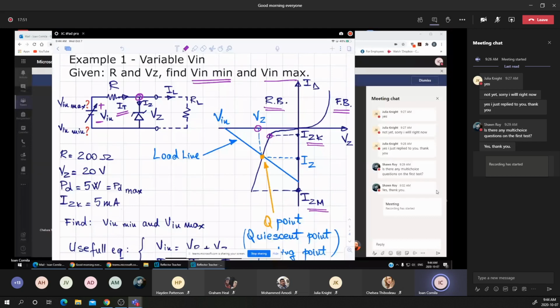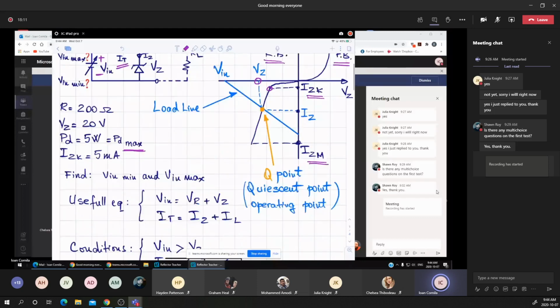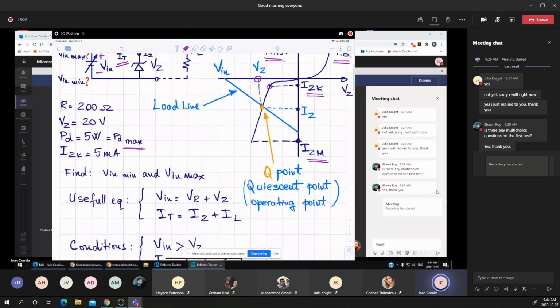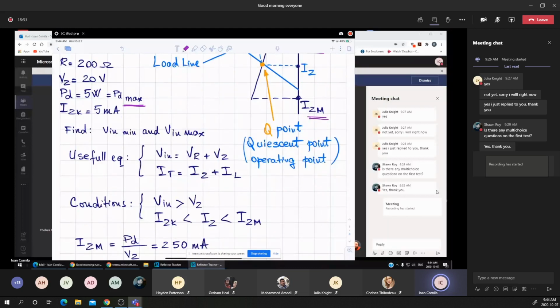Suppose that the resistance is 200 ohms, VZ is 20 volts, PD is 5 watts, which is the same as PD max. Remember that we talked about this notation, PD, in the specs of a diode, which has the same meaning as the maximum power dissipation of the diode, and the minimum current, or IZK, the knee current, which is given as 5 milliamps. I try to group those equations that we are using in these circuits.